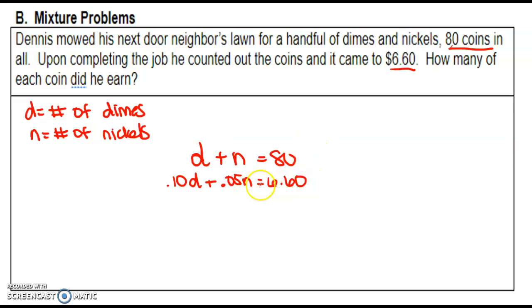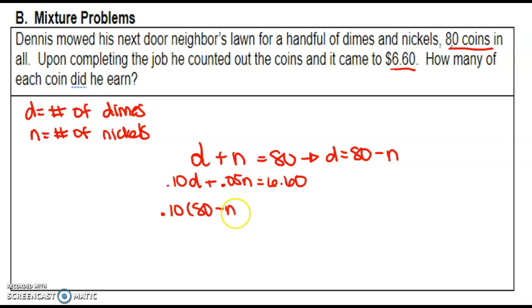So you can go about this either way. You got a good setup for elimination here because everything is all lined up already. Or you could do substitution really easily since these don't have any coefficients in front of them. So I'm going to do substitution. So I'm going to say D equals 80 minus N. And I'm going to use that in my second equation, plugging that in for D.